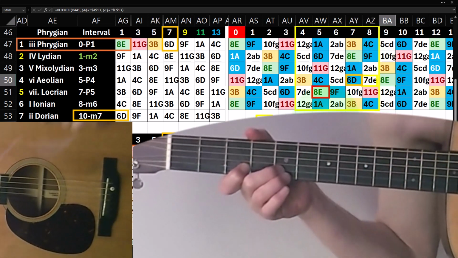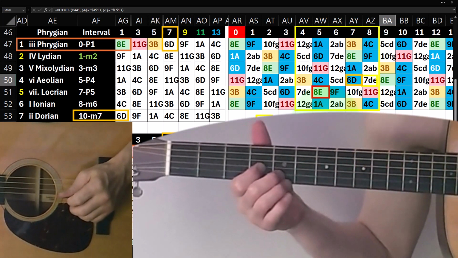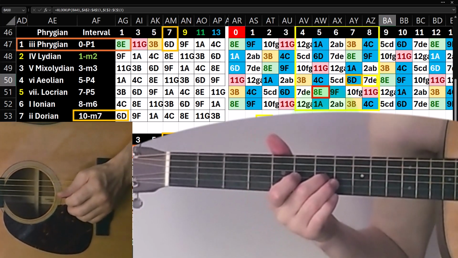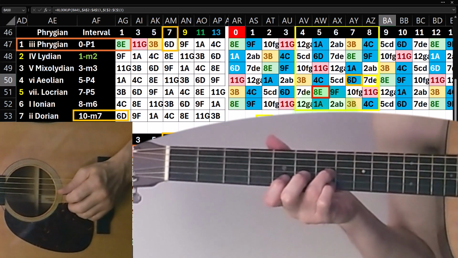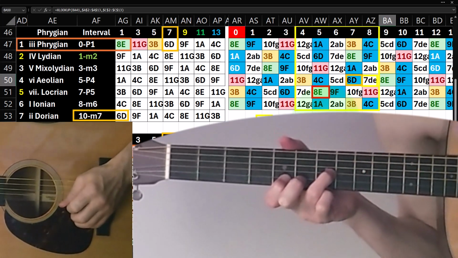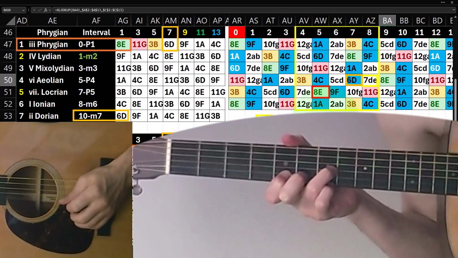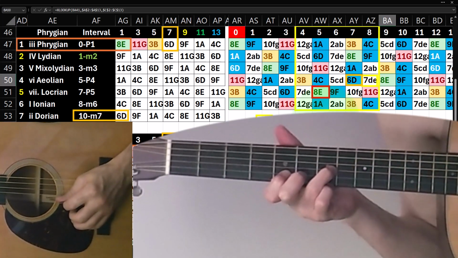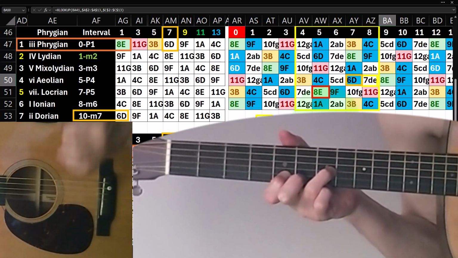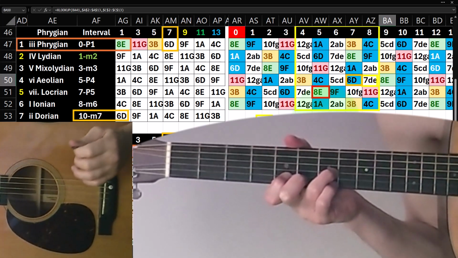So let's go this way. We're going to say this is going to be -5, -4, 3, 2 here. So that'd be D. So if I went from the D to the E, that would be a 2-note away, which would be a major second. If I went from the E to the D, that therefore would be a 10-note away minor 7.